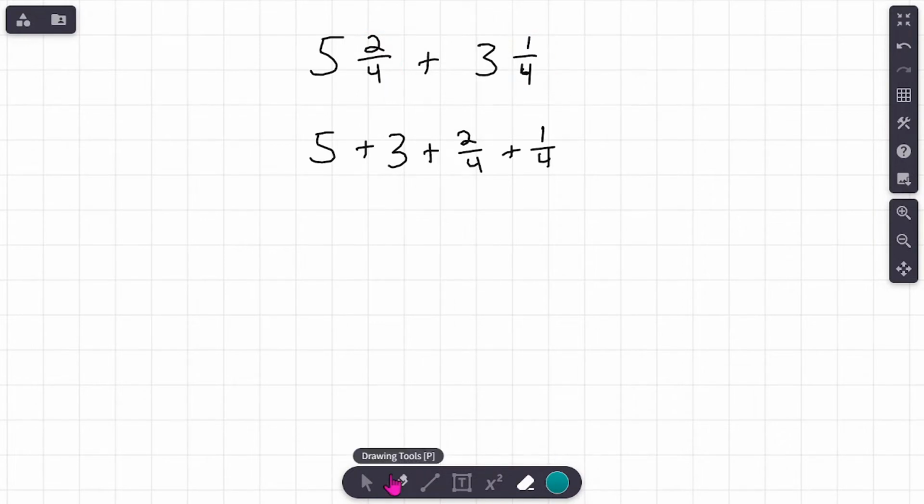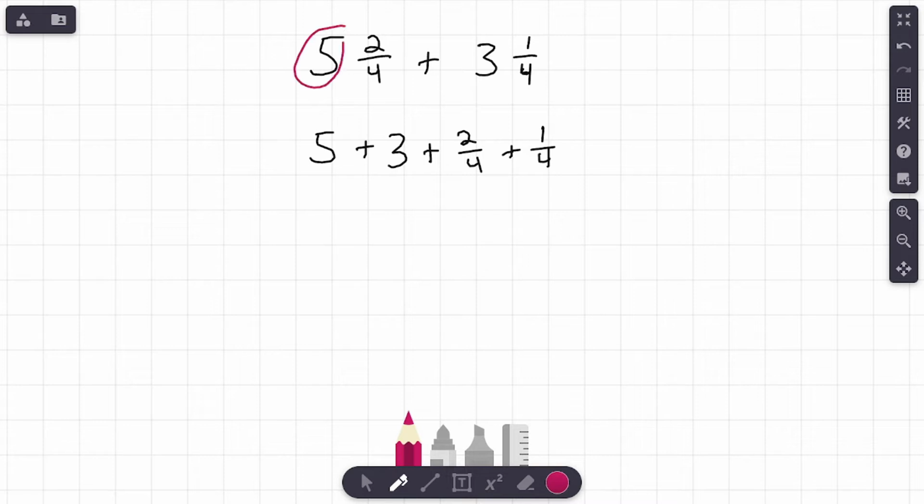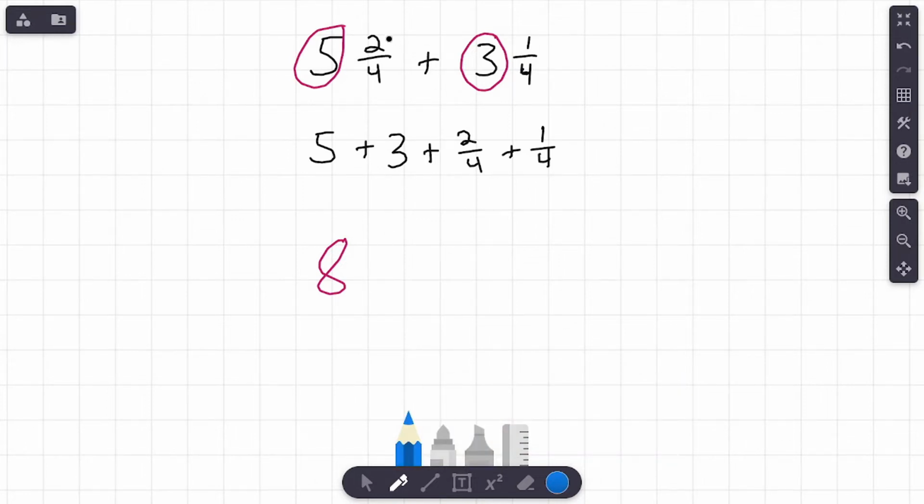Okay, so let's do that. Let's add our whole numbers together. Let's take 5 and let's take 3 and add them together. 5 plus 3 is 8. There we go.